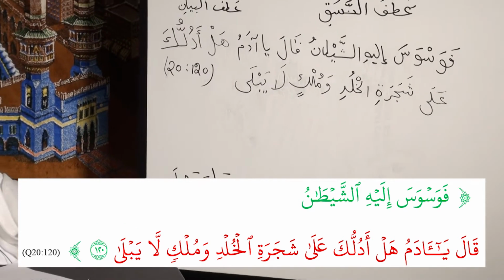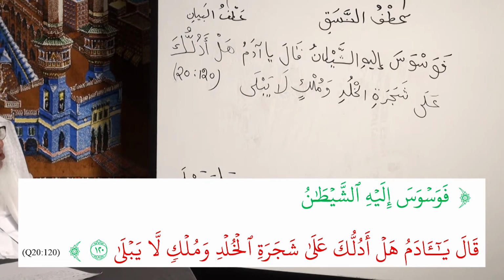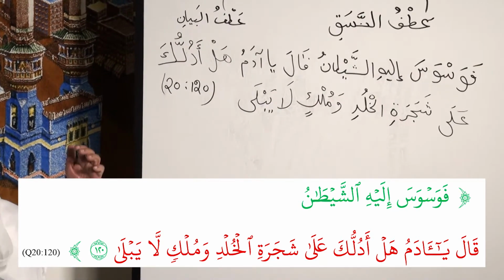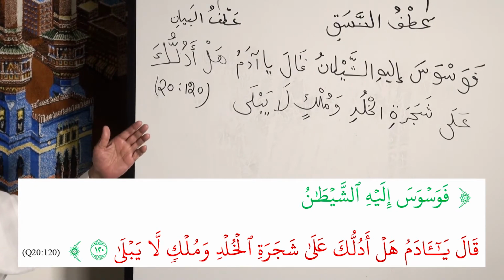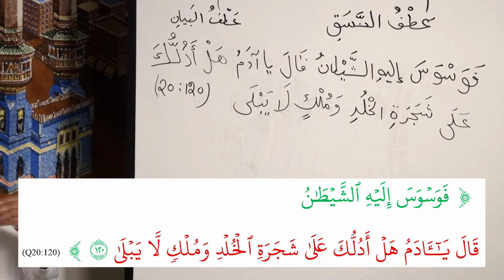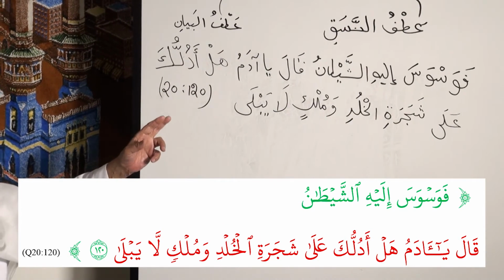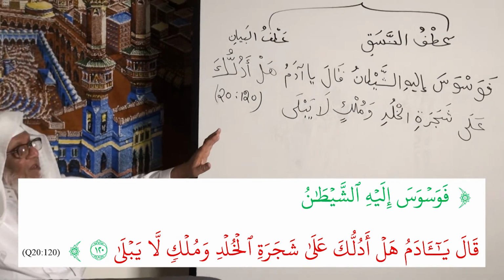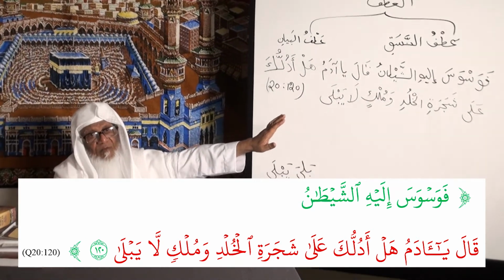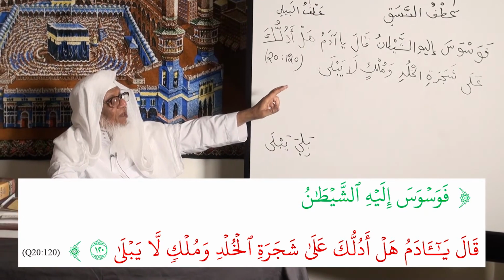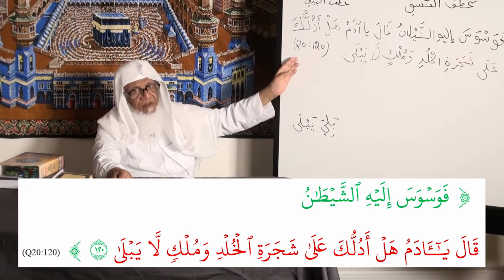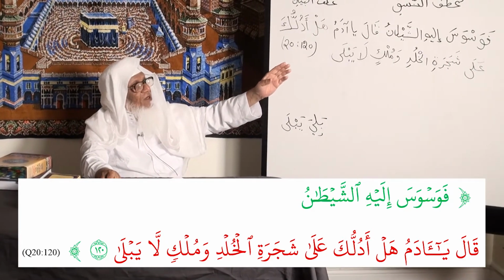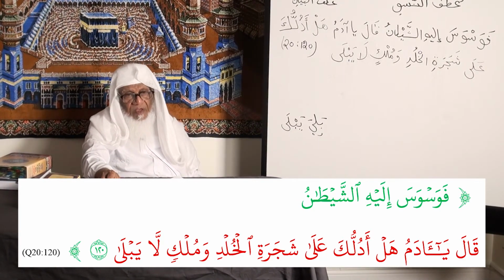Now, according to grammarians, for waswasa ilayhi shaytanu, this is the first element in atful bayan. The second is qala, the whole sentence. Waswasa, he whispered. What did he whisper? What did he say in his whisper? Qala ya adamu. This whole sentence is atful bayan of waswasa ilayhi shaitan. So there are two elements. Qala ya Adamu, this is atful bayan. And waswasa ilayhi shaitan, that is the first element.